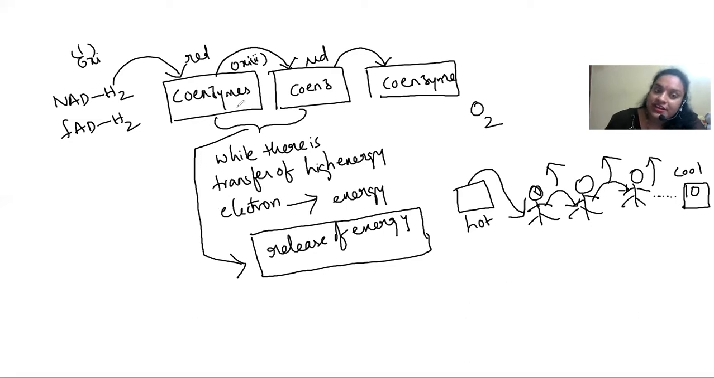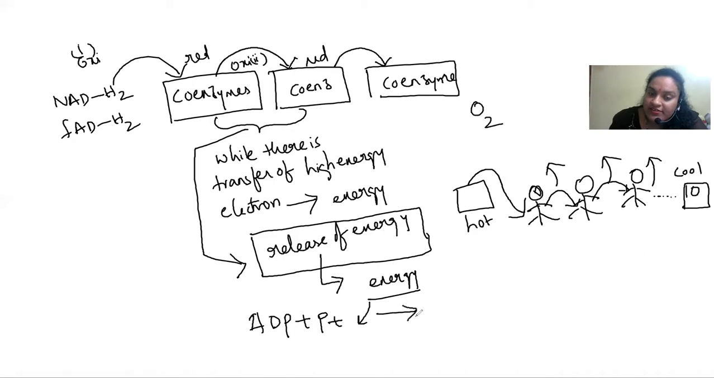As high energy electrons are passing from one coenzyme to the other, the energy is going to be released, and this energy is none other than the energy I was talking about, the one which is going to make your ADP react with inorganic phosphate. Okay, this is that energy which results in the formation of the ATP molecule.